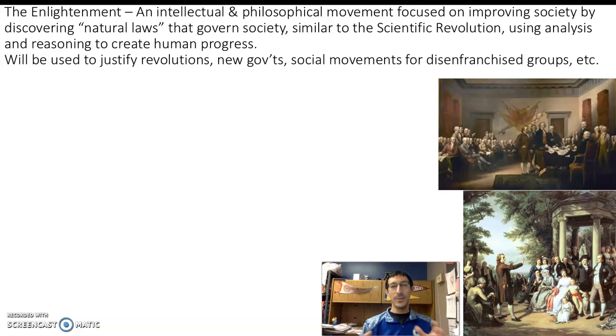And so not just learning about physics and gravity and things of that nature, but applying it to what's the best way to govern society, what's the best way to work within government. So using analysis and reasoning to push for human progress and change. And this is going to be used to justify the revolutions that go on, the new governments that are formed, and social movements for disenfranchised groups that we see obviously continuing through today into the 2020s.